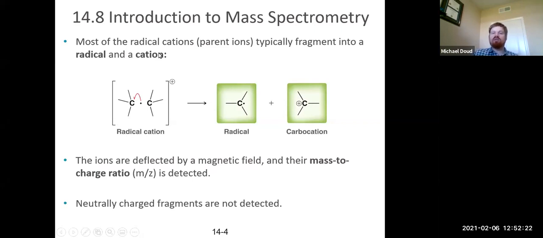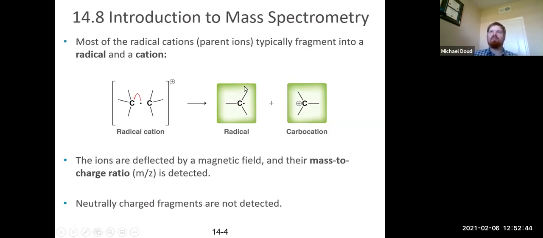The reason we call it the parent is because it's from the parent compound, and that's what was produced. Now, most radical cations will fragment, where rather than staying in this unstable situation, where rather than a 2-electron bond you have a 1-electron bond, you will fragment into a radical and a carbocation. The radicals, you won't be able to see those because they don't have any charge.